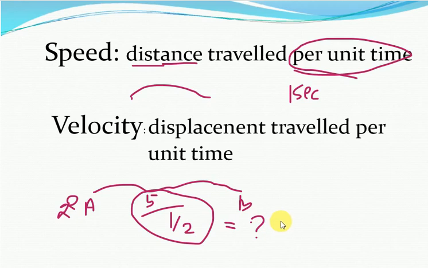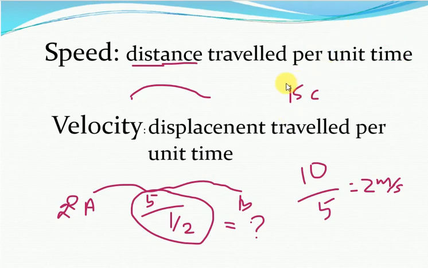For example, suppose distance is 10 meter, time is 5 seconds. So 10 divided by 5 is equal to 2 meter per second. So that is speed. The unit of speed can be either meter per second or kilometer per hour. Here per means divided by. Distance will be in numerator, time will be in denominator. If the distance is in meter, time will be in second. If the distance is in kilometer, time will be in hour. It is meter per second or kilometer per hour.